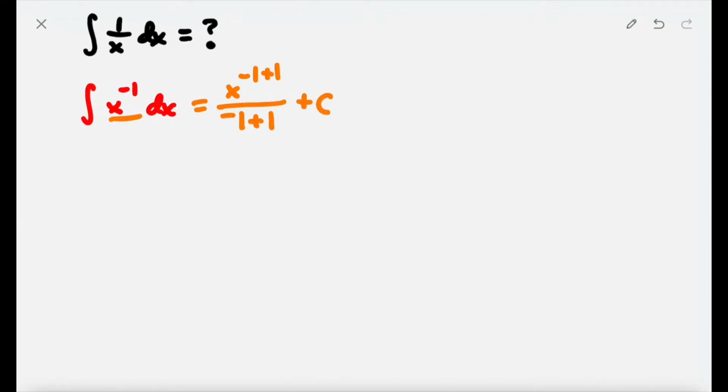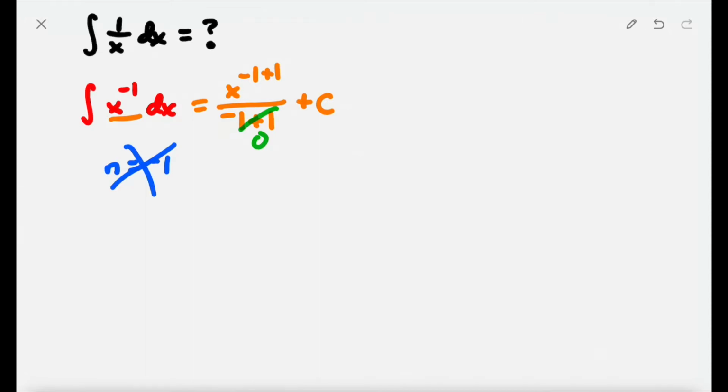But if you do this, you end up dividing by 0. This was covered in a previous video. So you cannot use the reverse power rule when n is equal to negative 1. It will not work. So there has to be some other way to figure out what the antiderivative of 1 over x is, and that's basically the whole premise of this video.